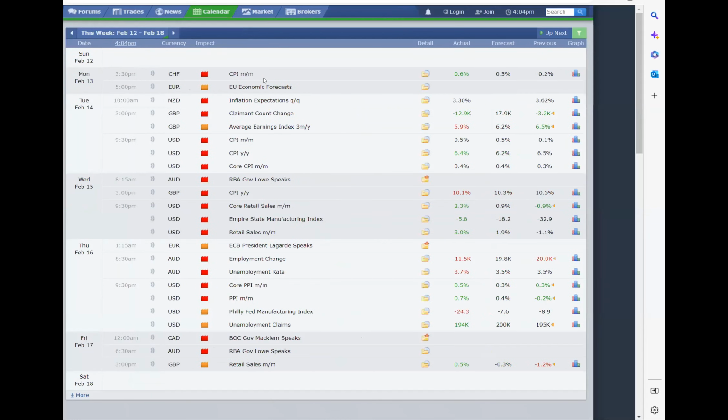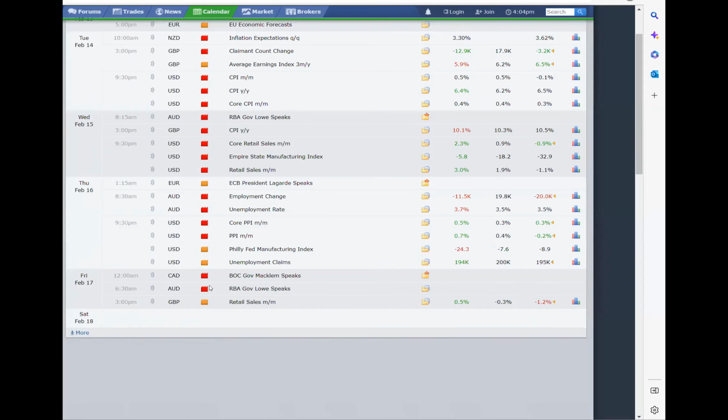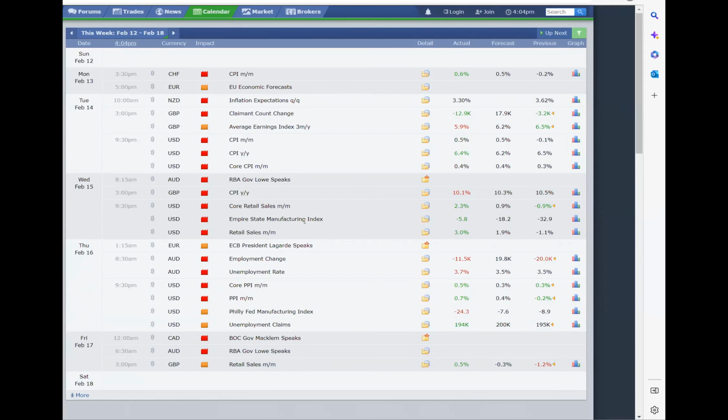So we have all the CPI data as well as Eurozone, CAD as well as Aussie data coming up. Yesterday we saw quite a big movement in the dollar, so dollar pairs. These are the upcoming events, the key ones for today.